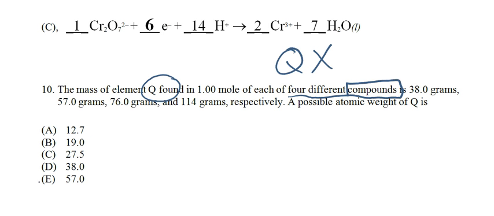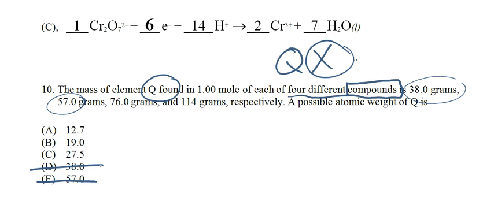So, is E an option? Absolutely not, because there's no way Q could weigh 57 grams if we have it in a compound that makes up 38 grams. Is it possible for Q to weigh 38 grams? No way, because if Q weighed 38, then X would weigh nothing. That one's out.